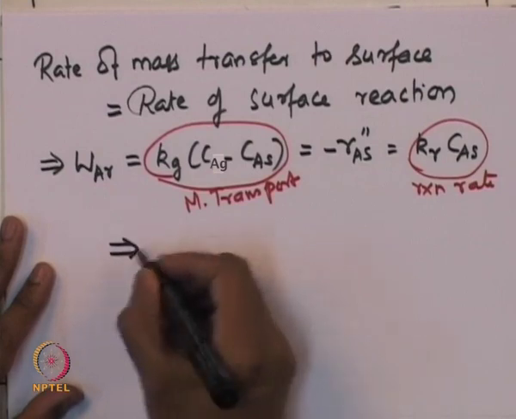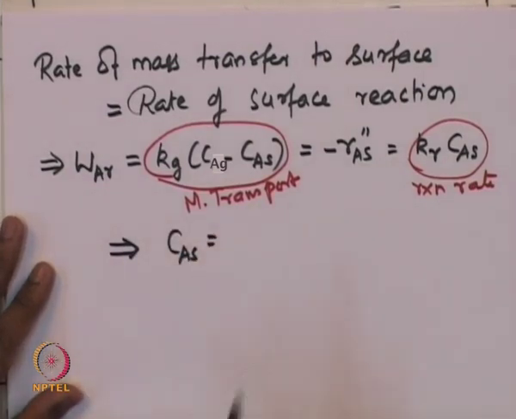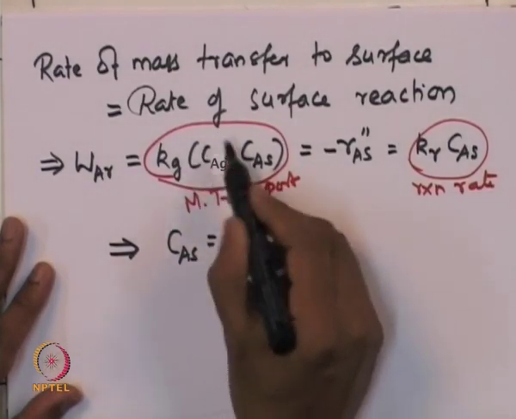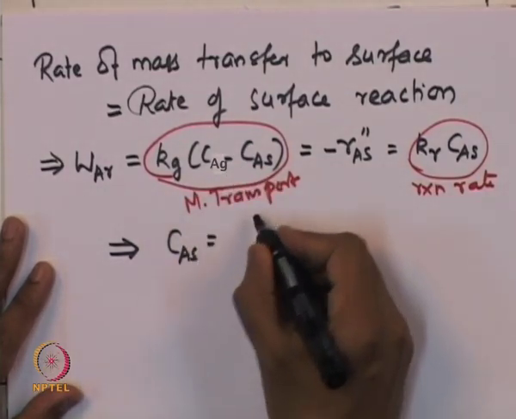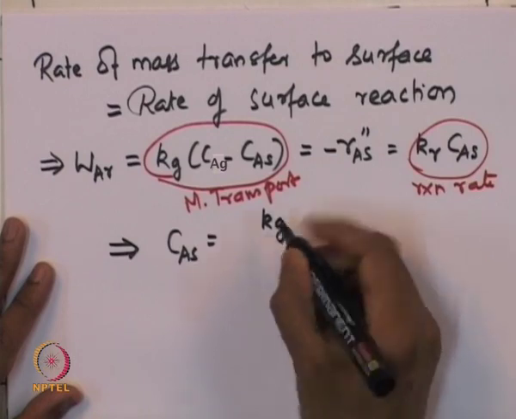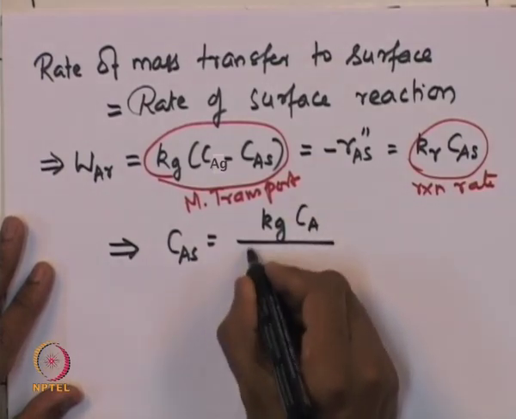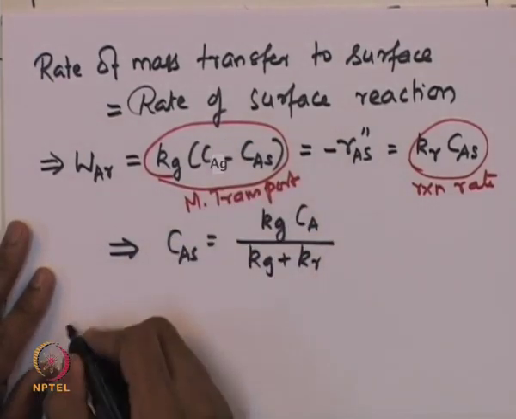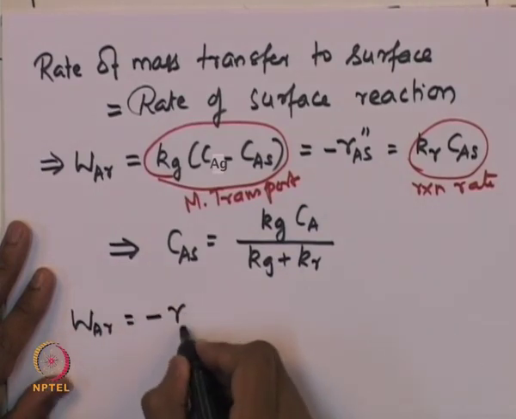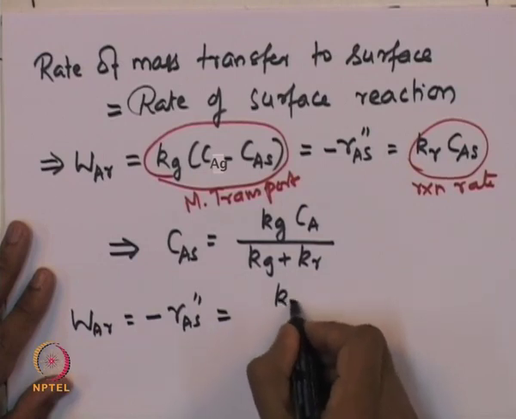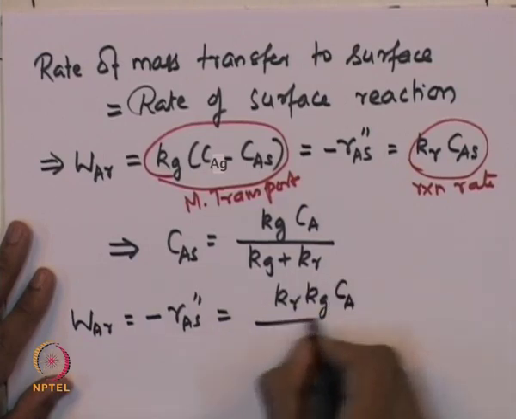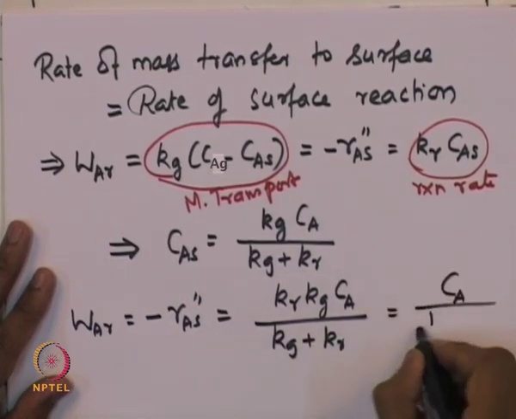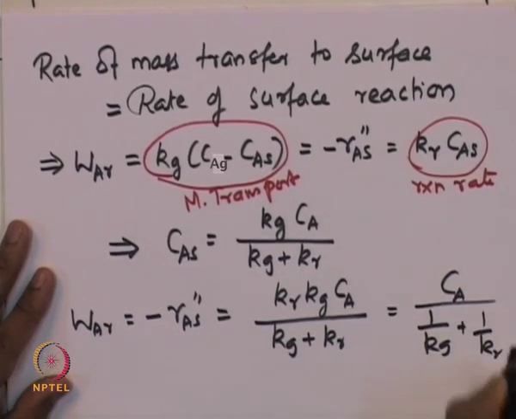So from here, we can eliminate Cas. Note that Cas is a quantity which cannot be measured experimentally, but Ca is the bulk concentration, and that can be measured. So we need to eliminate Cas, which is not a measurable quantity. So Cas equals Kg into Ca divided by Kg plus Kr. Plugging this back into the expression for WAR, we find that WAR double prime is equal to Kr into Kg Ca divided by Kr plus Kg, and that is equal to Ca divided by 1 by Kg plus 1 by Kr.